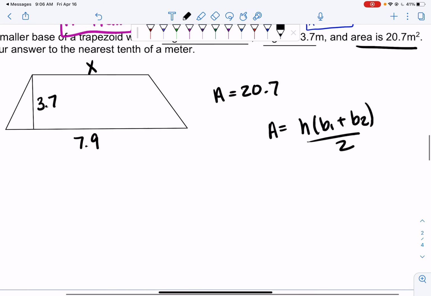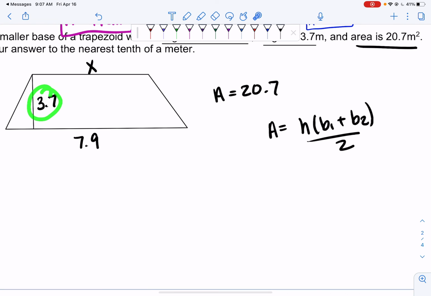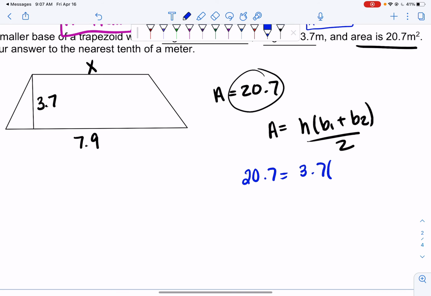So I want to find out what my other base is, so I'm going to put an X here. If we look back, we know the area formula for a trapezoid is H times B1 plus B2 over 2. So I'm going to write this down. Area equals H times B1 plus B2 divided by 2. We're now going to make our substitutions. We know our height's 3.7, and we know our base 1 is 7.9, and we know base 2 is X. And we know our area is 20.7. So I'm going to do 20.7 equals my height of 3.7 times base 1 plus base 2, so 7.9 plus X divided by 2.